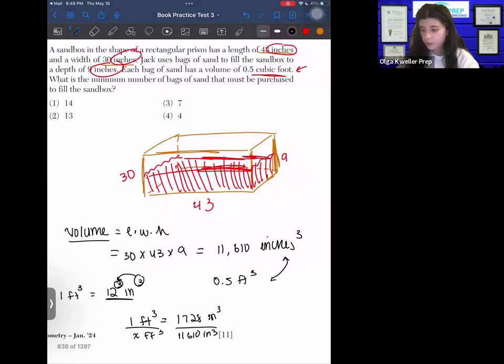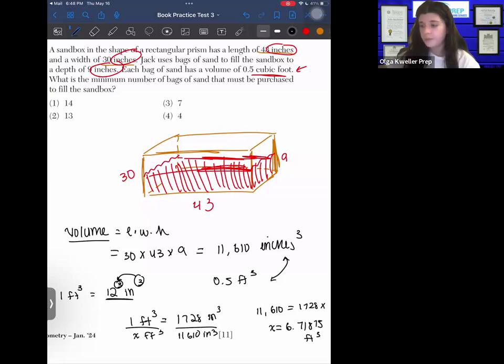So now at this point, we just cross multiply. We get 11,610 is equal to 1,728x. You divide both sides by 1,728. So 11,610 divided by 1,728. We end up with x is equal to 6.71875 feet cubed.